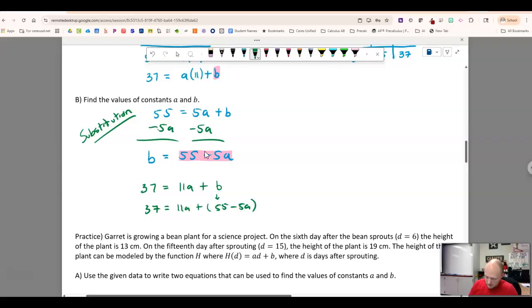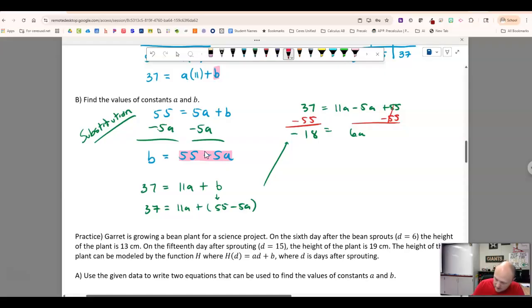And I'm going to combine like terms. Okay, so we get 37 equals 11a minus 5a plus 55. We can combine those to give us 6a. And I can also subtract 55 on each side. Okay, that cancels. And what we get over here is negative, is that 18? I think that is. Okay, and so we can go ahead and divide both of these by 6. So a equals negative 3. Okay, there's my first variable.